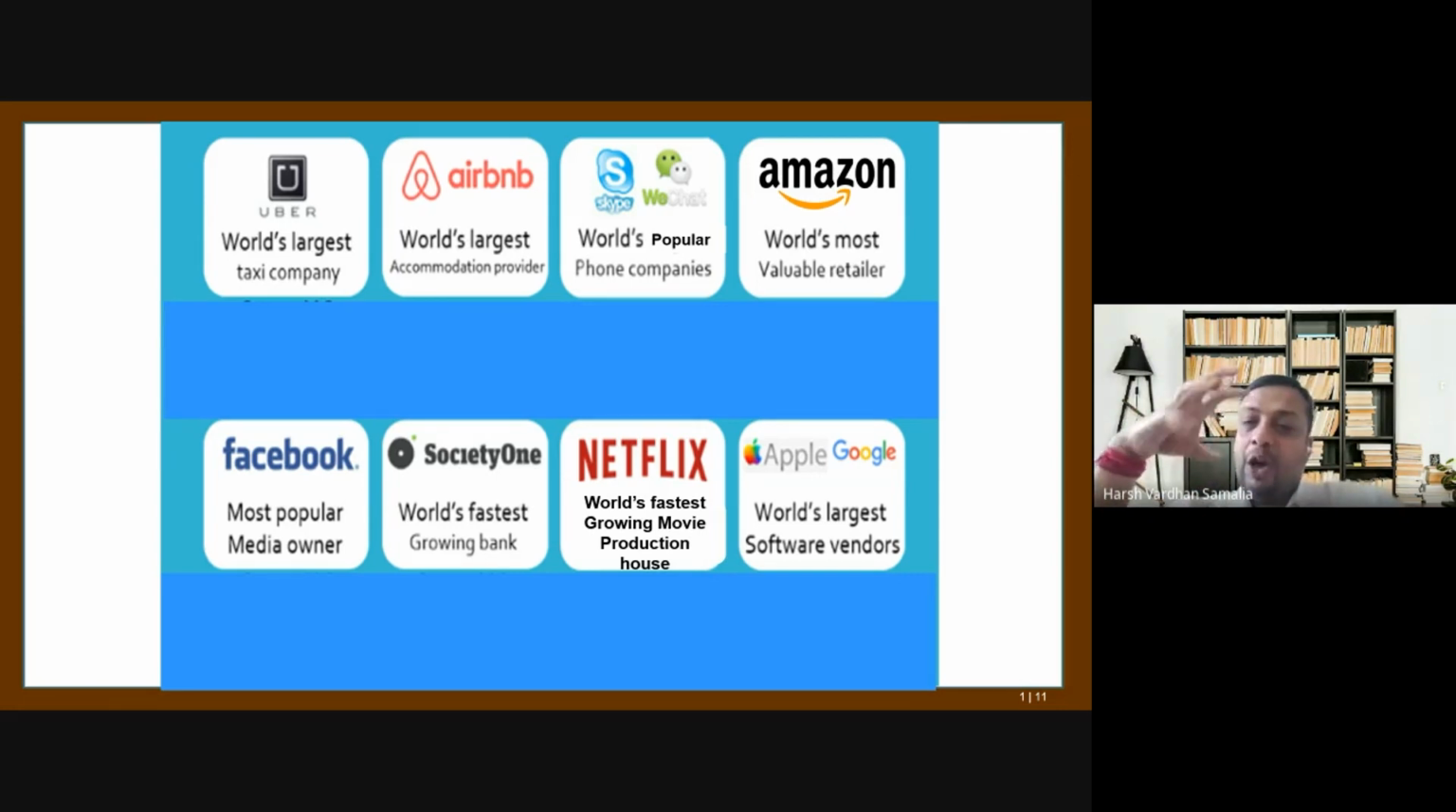Interestingly, there is some commonality between these firms as well. Can you identify a couple of commonalities between these firms?